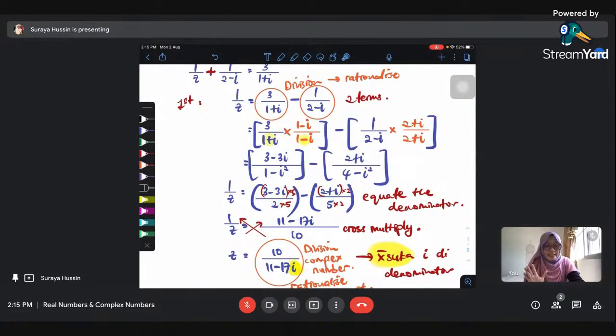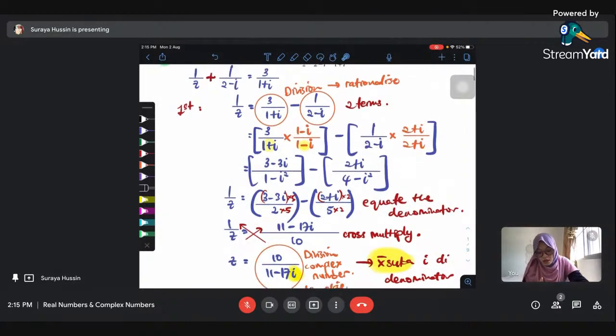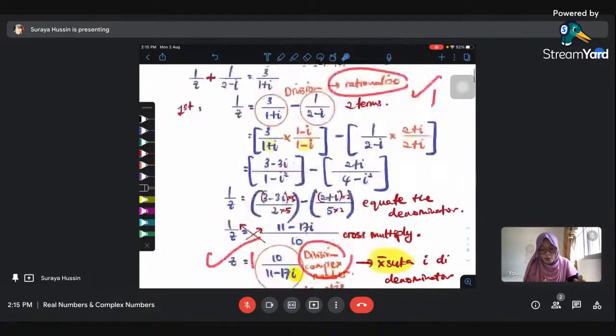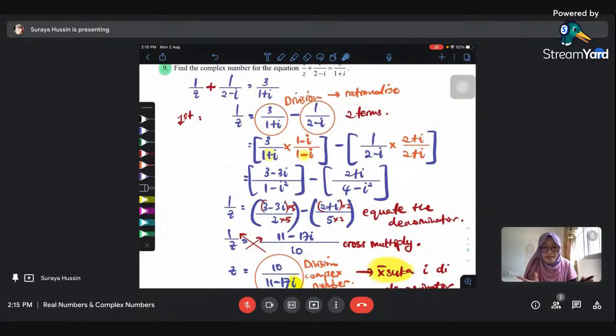Itu yang saya tak nak. Sebab tu saya fokuskan soalan nombor 9 ini. Saya tak nak kamu kehilangan markah. Okay, ada markah 2 markah rationalize di sini. This is 1 mark and another one is 1 mark here. Okay, so please don't lose marks. Setiap kali jumpa je fraction yang mempunyai I di bawah, I di denominator, please rationalize sahaja. Is it clear?